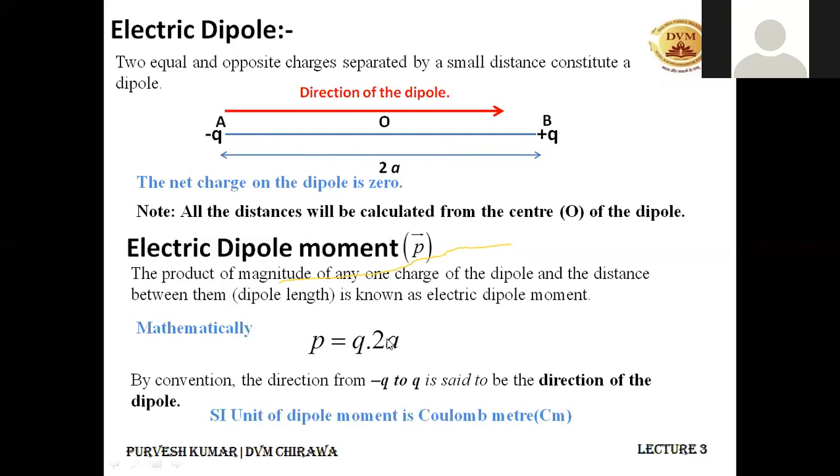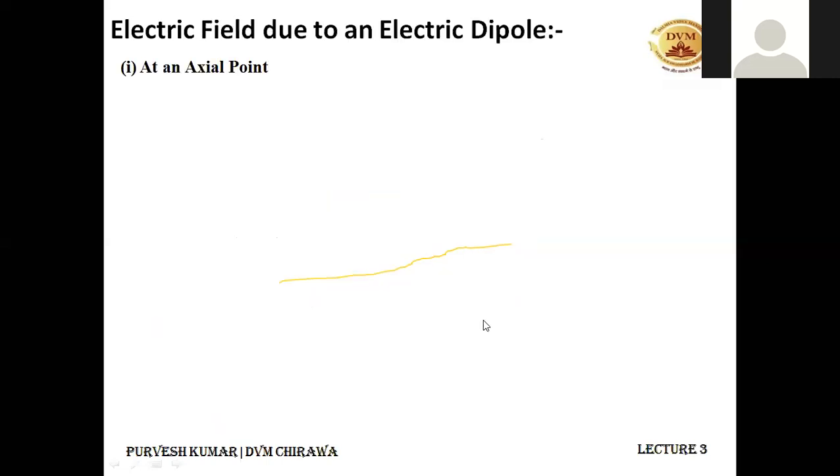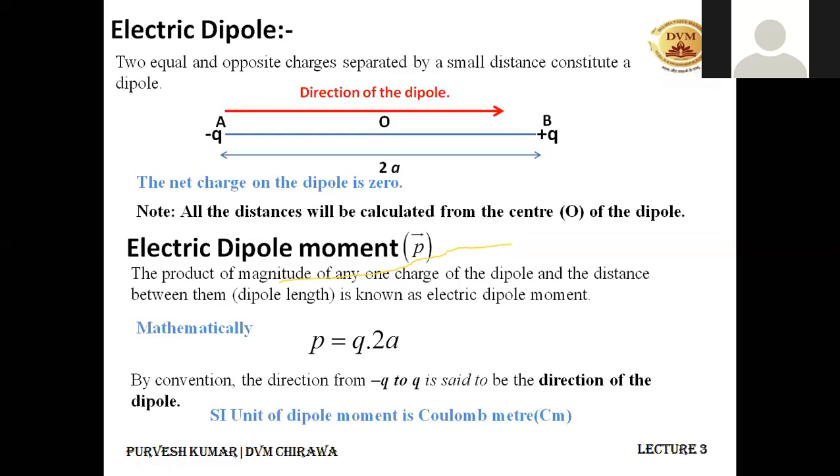All right. Now move towards the next topic. The next topic that we need to cover is the electric field due to an electric dipole. So this was our dipole. Whenever charges are placed somewhere, they must have some electric field, and because of this dipole, there must be some electric field at some point. There can be 2 points of interest in a dipole that we are actually interested in. One is the axial point, the other one is the equatorial point.